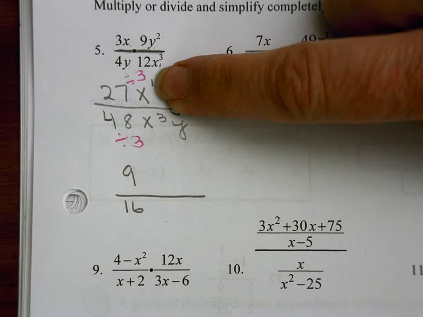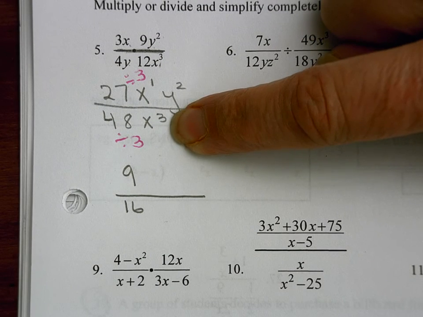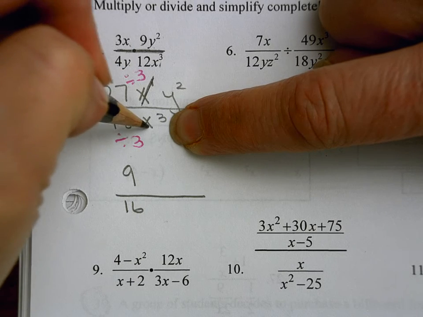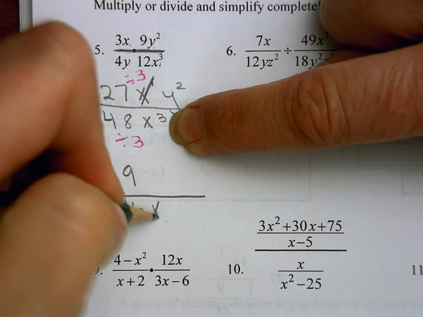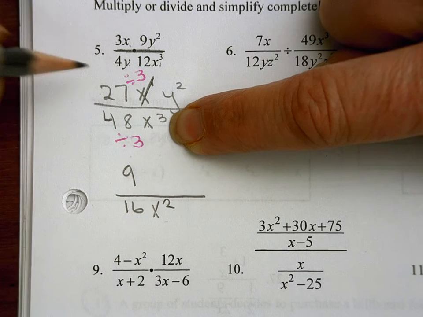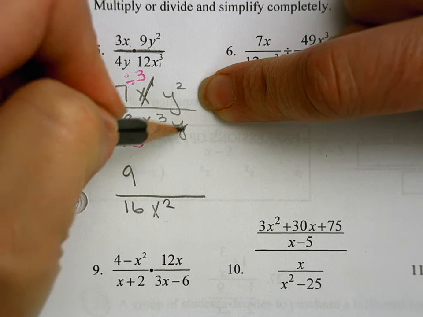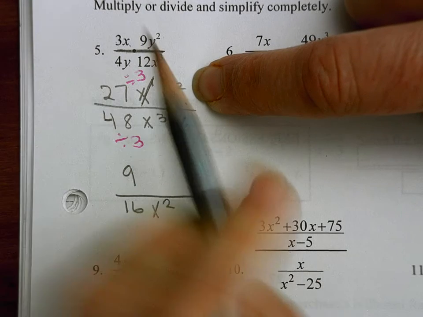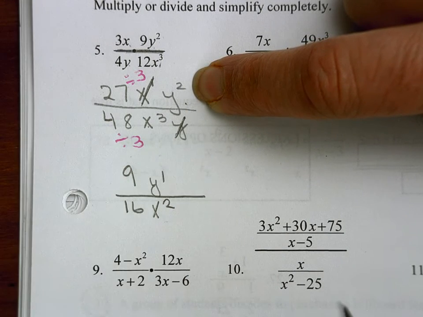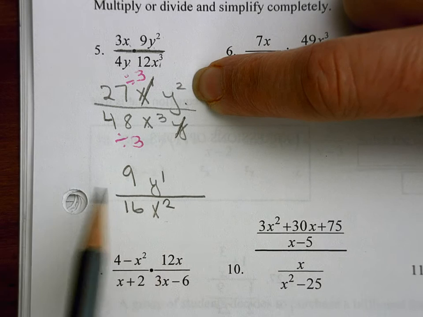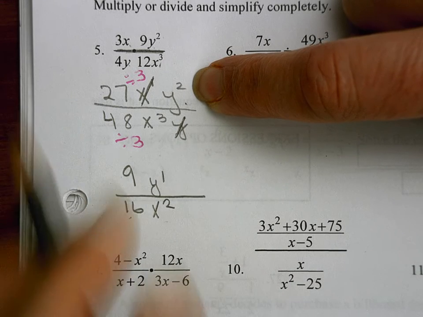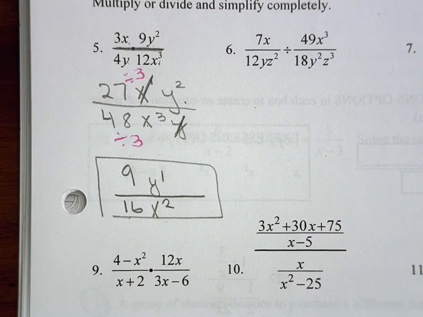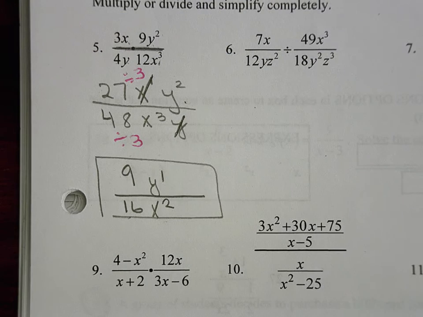So I have 1x in the numerator and then 3x's in the denominator. So this x will cancel completely, taking 1 off of that. So that would leave me with x squared. And then over here, this y will cancel completely, taking 1 out of here, leaving me y to the first. And then do a quick check, and I know 9 and 16 won't reduce any further, so that is my simplified fraction.